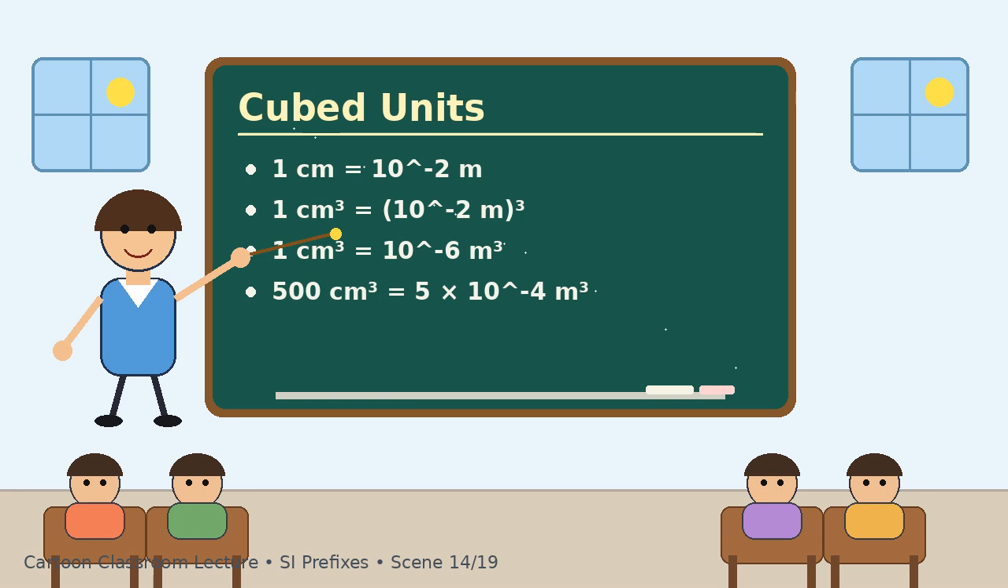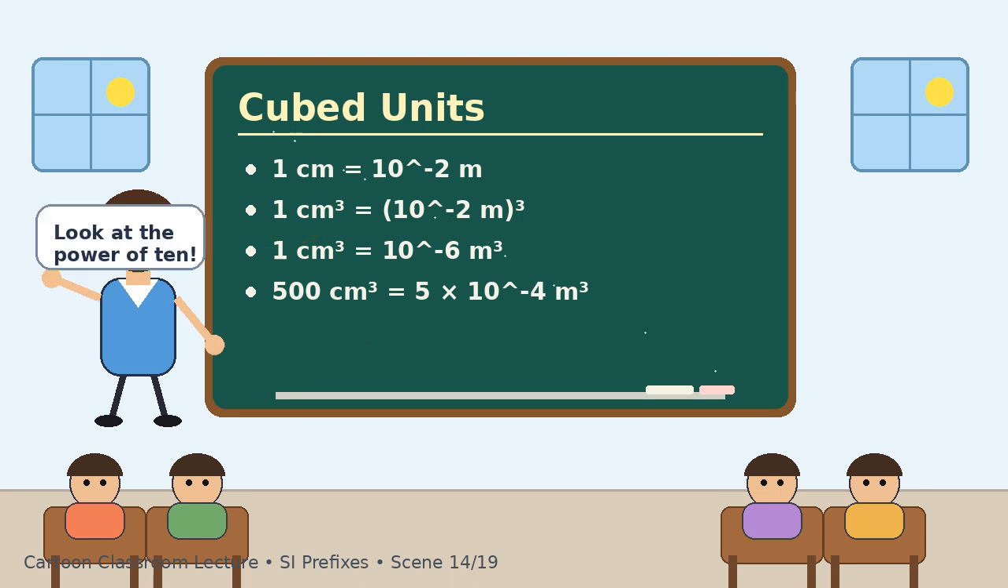The same rule applies to cubed units. Since 1 centimeter is 10 to the power minus 2 meters, 1 cubic centimeter is 10 to the power minus 6 cubic meters. For example, 500 cubic centimeters equals 5 times 10 to the power minus 4 cubic meters. The prefix factor must be cubed together with the unit.